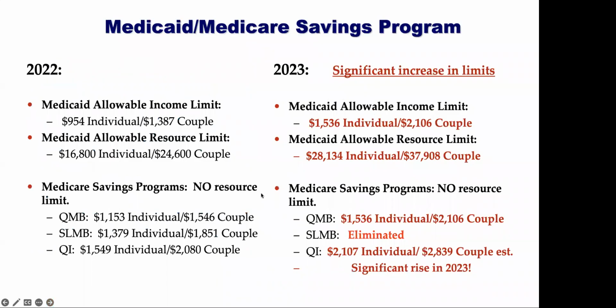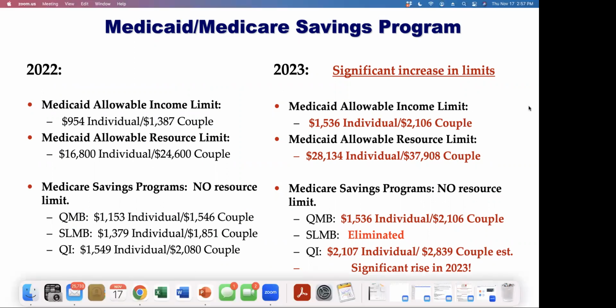Now, the big program I want to talk to you about today is the Medicare Savings Program, because New York State, as you'll see in the lower right-hand quadrant here, is going to be significantly raising the income limits in 2023 when compared to 2022 for qualifying for the Medicare Savings Program, and especially for the last category, which is the qualified individual. As you can see, and these are estimates for 2023, but the numbers we expect are going to be very close, they're going up about $600 for individuals from 2022 and about $800 for couples.